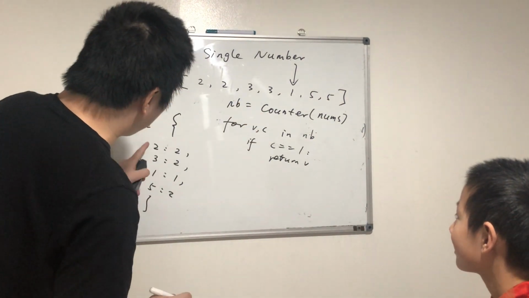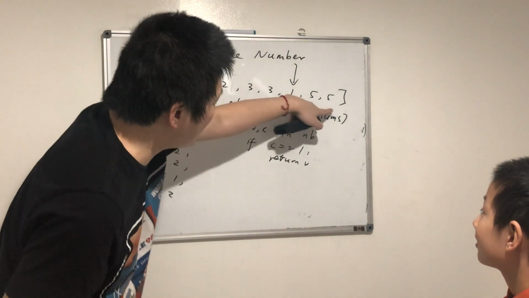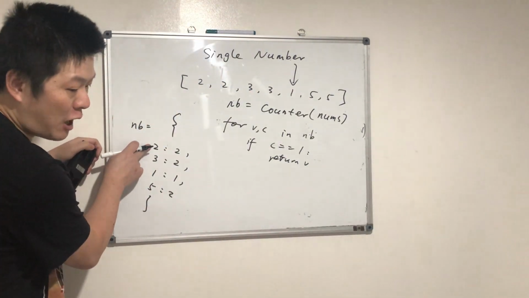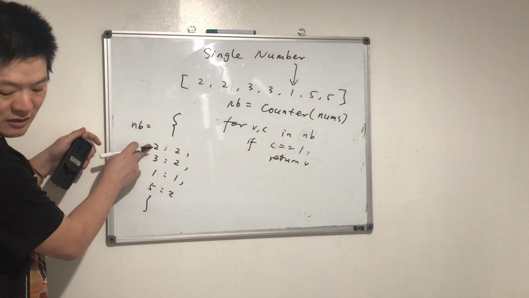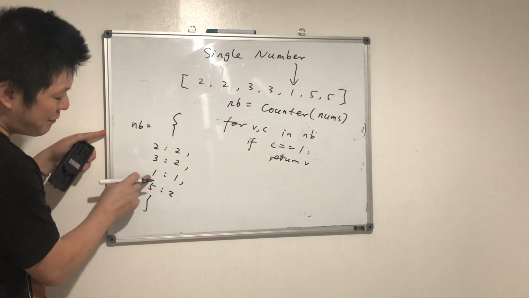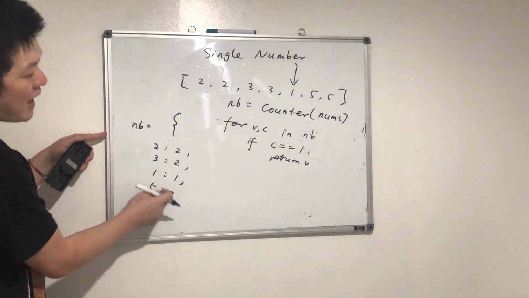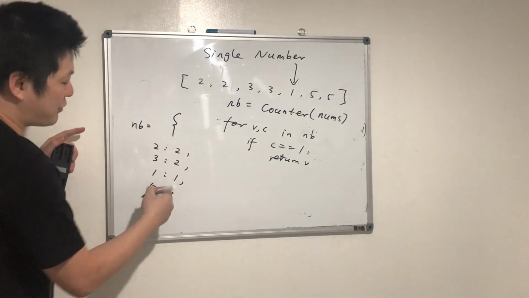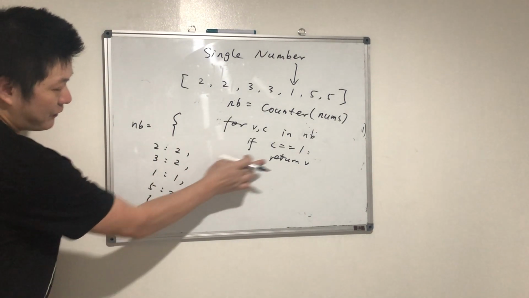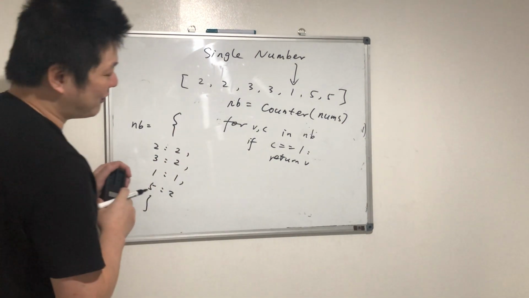This counter counts how many times each element appears in the array. How many times does 2 appear in the array? 2. How many times for the number 3? 2. How many times for number 1? 1. And then we go through these objects and find out if c equals 1, then we return this. Yeah, that's one way of doing it.